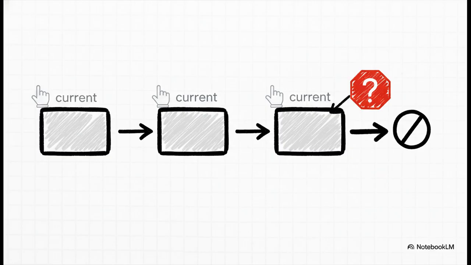We keep doing this over and over until our current pointer hits that null value. Once it's null, we know we've reached the end and we're done.